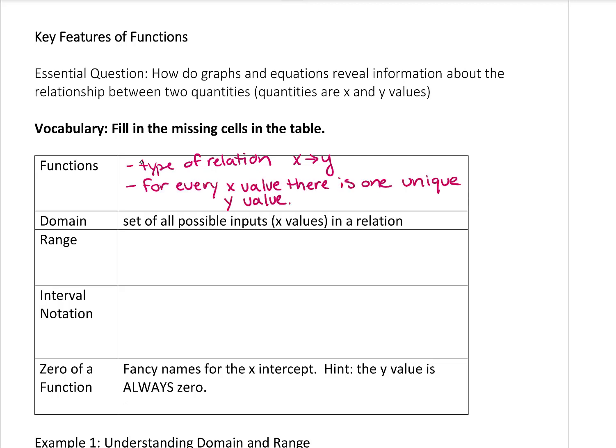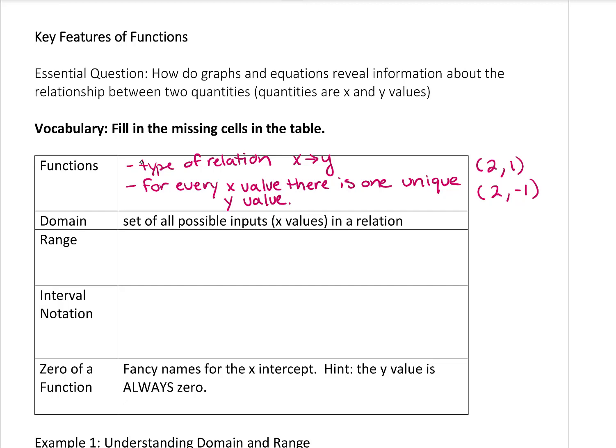So that just means that in a graph, you would never see the coordinates (2, 1) as well as (2, -1). That's the same x value, but two different y values. Therefore, it's not a function.